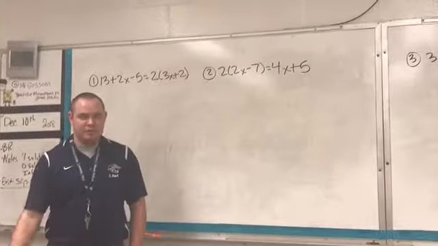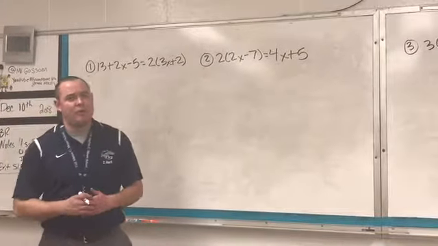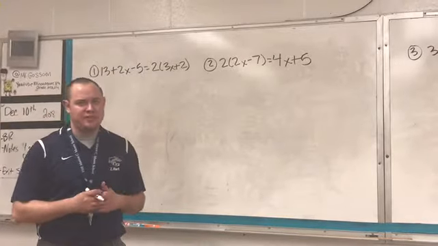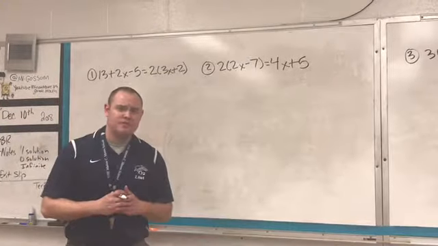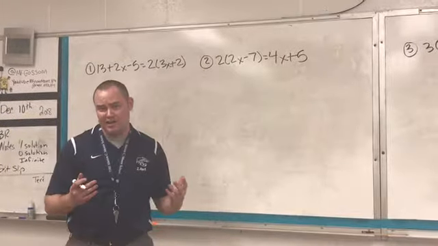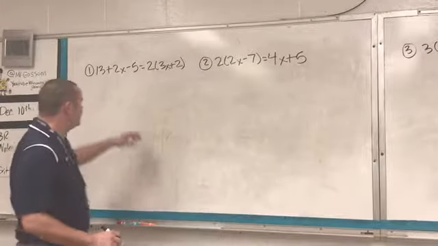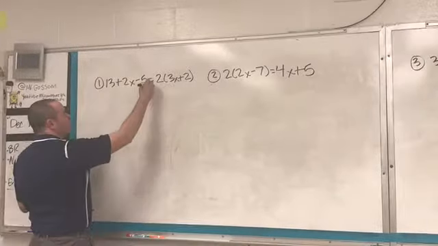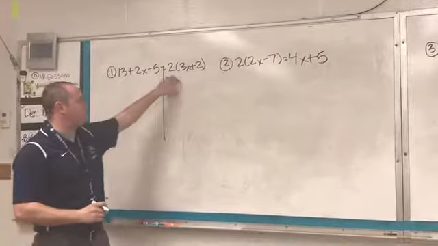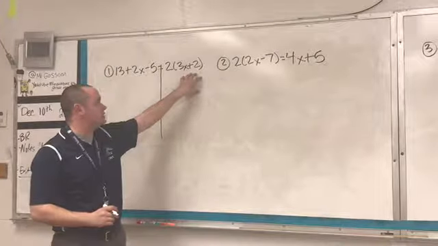Hey, what's up, YouTubers? Now we're going to keep talking about one variable equations, and we're going to add in some distributive properties, some combining like terms, and also look at a couple special cases of answers when there's not an answer or not just one answer. So first, on this first problem here, we have 13 plus 2x minus 5 equals 2 times 3x plus 2.